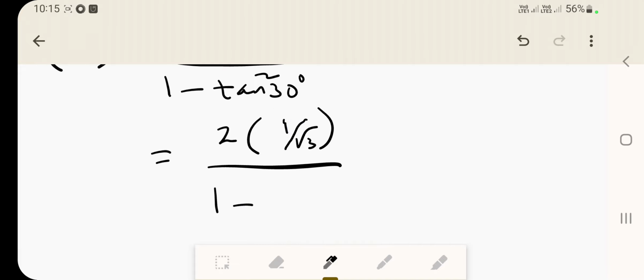Tan 30 is 1 by root 3, and tan square 30 is 1 by root 3 square. This square and square root will get cancelled. We get 2 by root 3. 2 into 1 is 2 divided by root 3, over 1 minus 1 by 3.